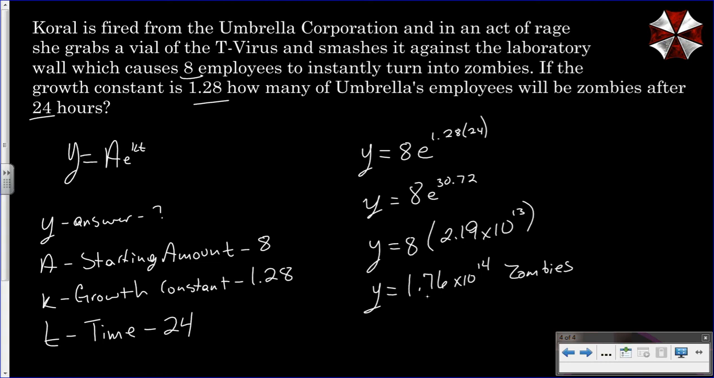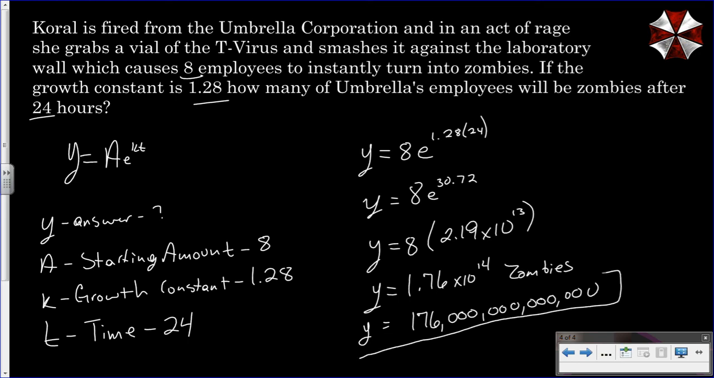Now, if you actually want to know what that number is, that is 176, comma, 000, comma, 000, comma, 000, comma, 000. That's 3, 6, 9, 12, and 13, 14. That is a lot of zombies. 176 trillion. Wow. I don't think there's even that many people in the world. There probably is. Who knows?